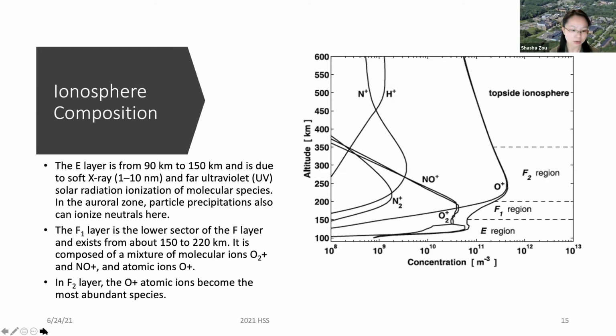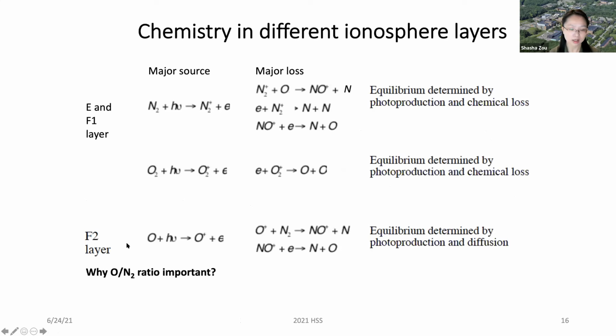Now let's look at the equation here. So here, the major source in the F region is the photoionization of the major thermosphere component here. That is the atomic oxygen. So now once you ionize it, you get your O+, right? The oxygen ions here.